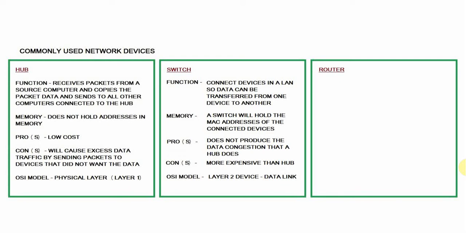The upside of a switch is it does not produce the data congestion that a hub does. The problem is it is more expensive than a hub. In terms of the OSI model, a switch is a layer 2 device. It functions on the data link layer. Let's go in and take a look in Cisco Packet Tracer and see how a switch functions.